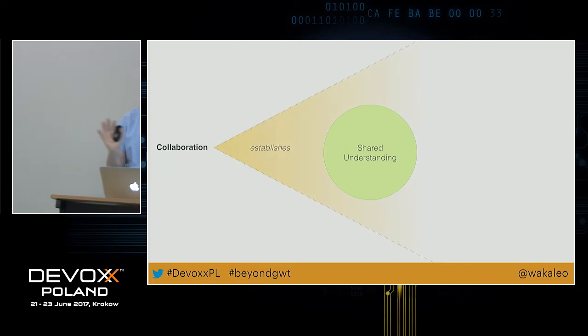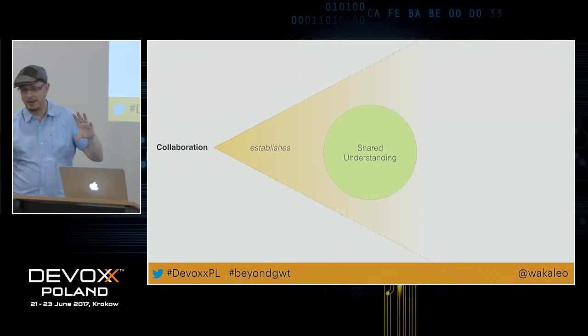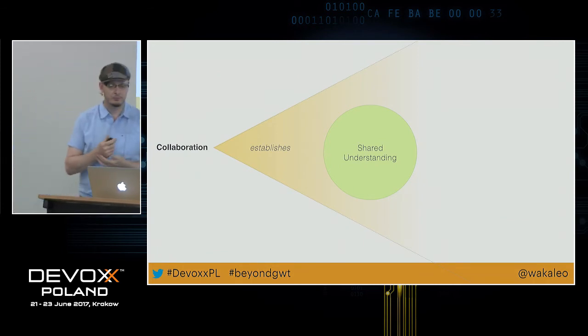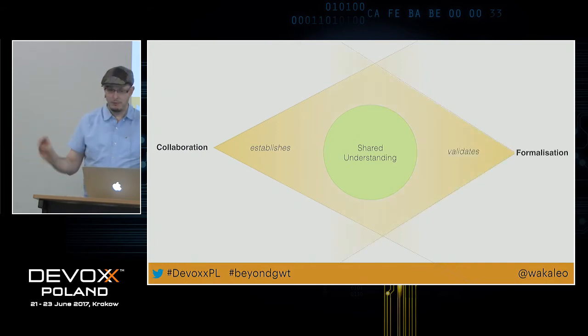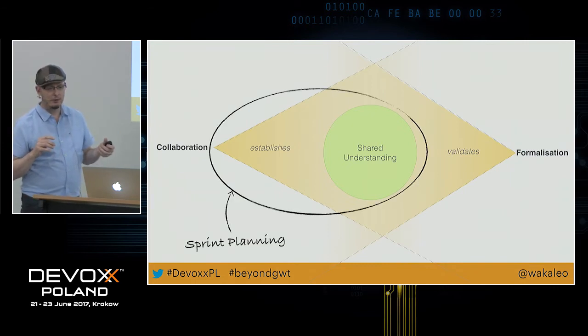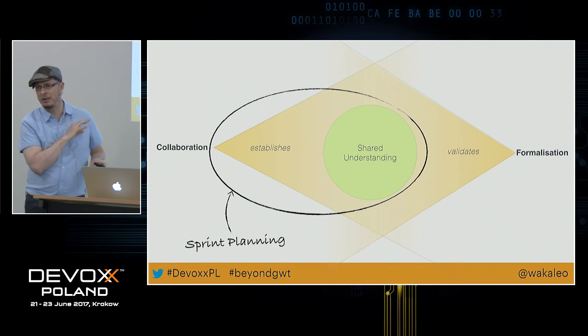And the shared understanding comes from two sides. You have the collaboration, where you establish the shared understanding using conversations and examples. And then you have the formalization, which validates the shared understanding. Now, the collaboration is what happens before sprint planning, leading up to sprint planning in your requirements discovery. It does not require Cucumber or Gherkin.